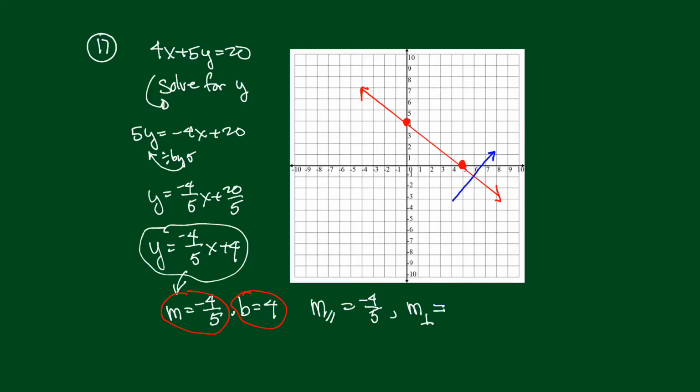All right, now what do you do here? You look at your line and you take the reciprocal. That means just flip it over, 5 over 4, and change the sign. So this is negative, and you can see the blue line here is going up, so it's going to have positive slope. So you change the sign, and then you take the reciprocal, just flip it over. So this is going to be positive 5 over 4.